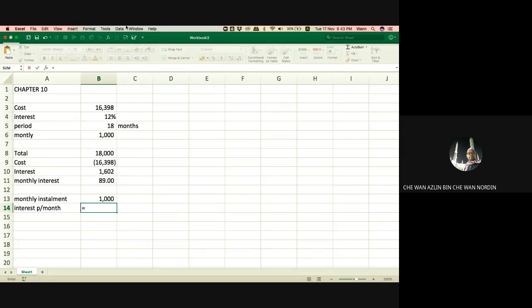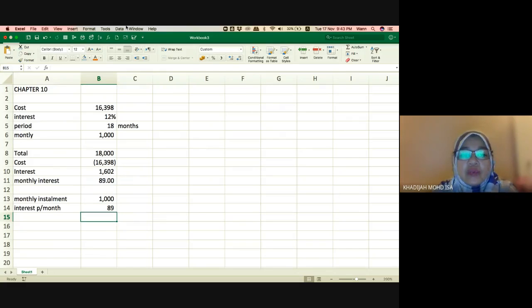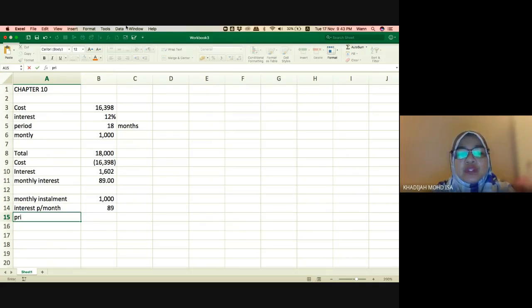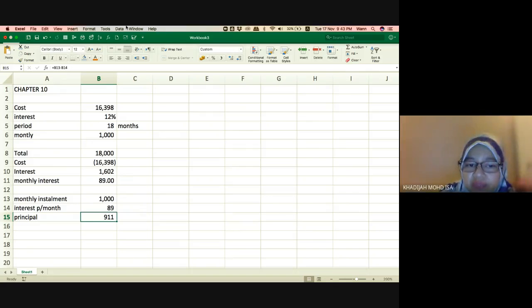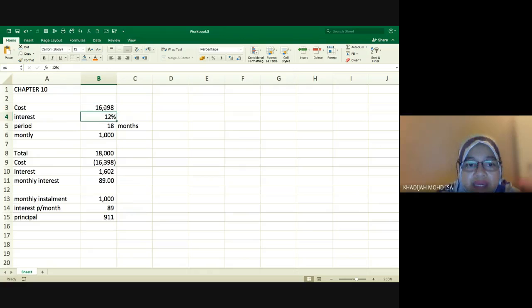So that means 1,089. No. That 1,000 is including the interest portion. So the balance is the principal portion. Right? 1,000 minus 89. So even though you pay 1,000 per month, you actually pay 89 for the interest, and the principal portion you only pay 911. 911, yes. So that's why you have to pay more than the cost. The principal. Yeah, the principal.